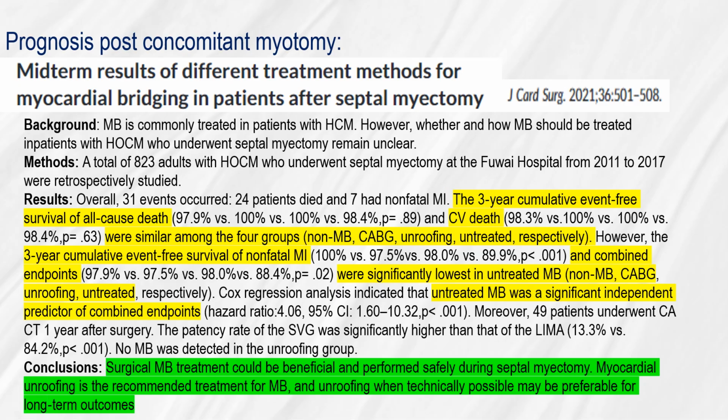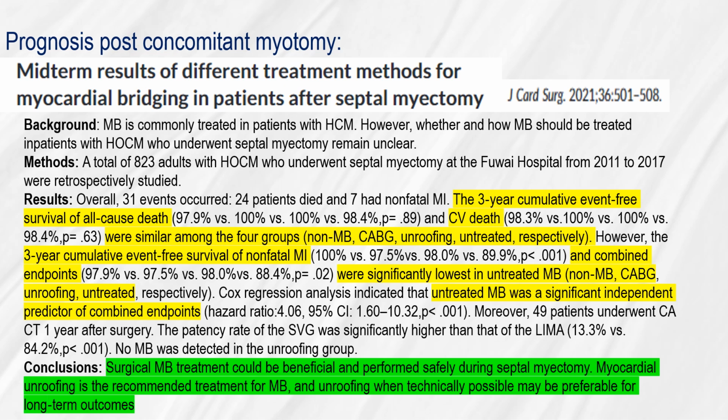Regarding myocardial bridge correction during myectomy, is there benefit? In this 2021 study on 823 patients who underwent septal myectomy, the patients were divided into 4 groups: non-myocardial bridge, CABG group, unroofing group, and untreated group. 3-year follow-up showed that all-cause and cardiovascular death were similar among all groups, yet 3-year cumulative event-free survival of non-fatal myocardial infarction and combined endpoints was significantly lowest in the untreated myocardial bridge group.